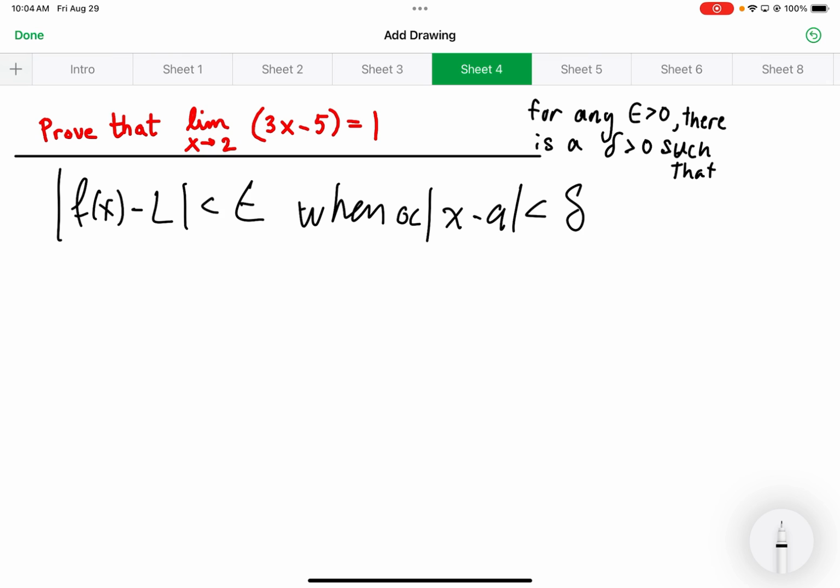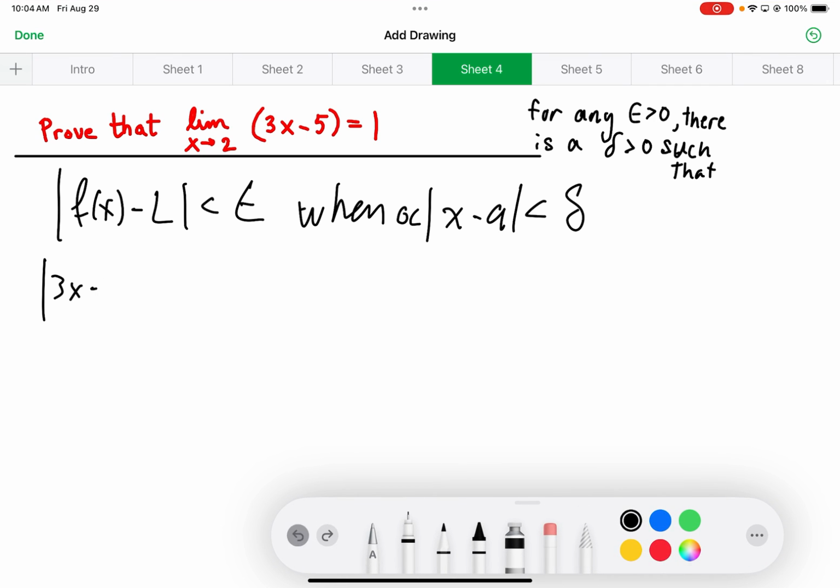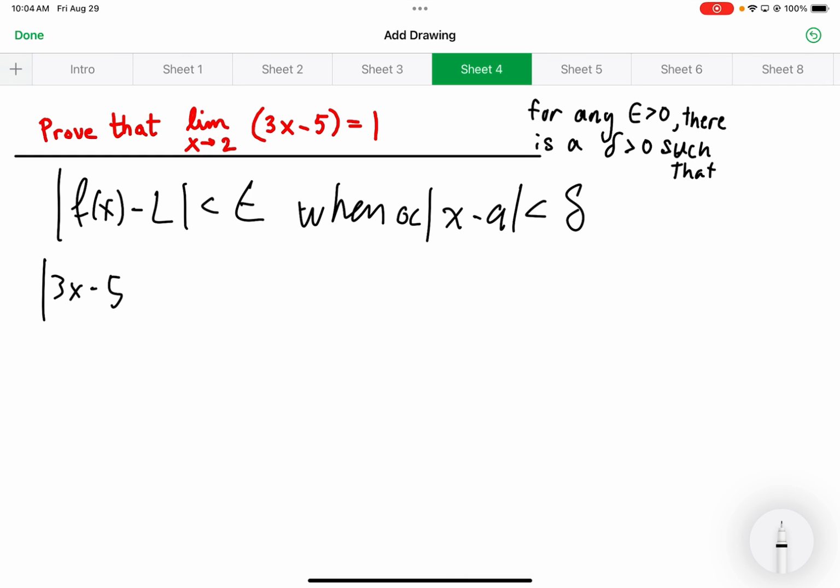All right, let's plug in what we know. f of x is still, again, 3x minus 6. Ooh, yeah, 3x minus 5, my bad. I jumped ahead. 3x minus 5 minus L, which is 1, less than epsilon, which I don't know what it is this time, but that's okay. Really, it shouldn't be when in between. It should be if I'm using the proper definition. So sorry, I need to change that when to an if. 0 is less than x minus a, which again is 2, is less than delta.